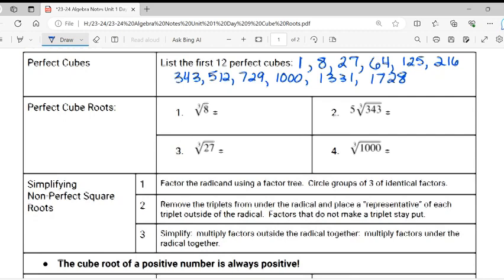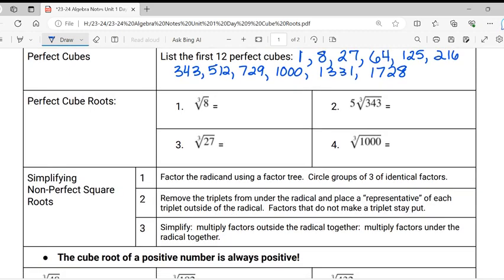When we look at perfect cube roots, we have a radical with an index of 3. That means we're looking for a perfect cube, and we're wondering what number times itself again will equal 8. If we look at our perfect cubes, 8 is the second perfect cube we came up with, so its cube root is 2.